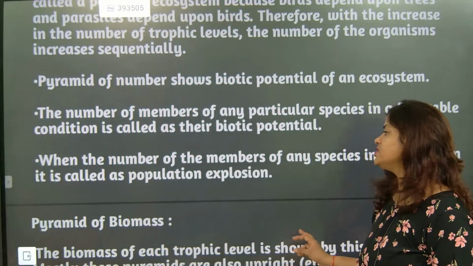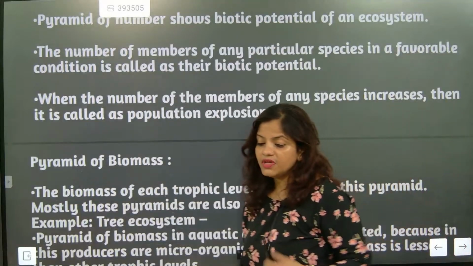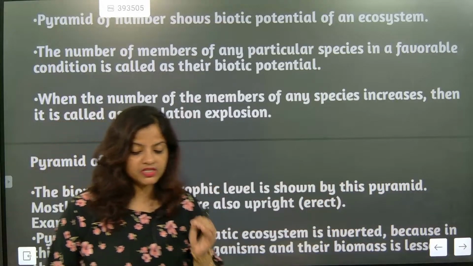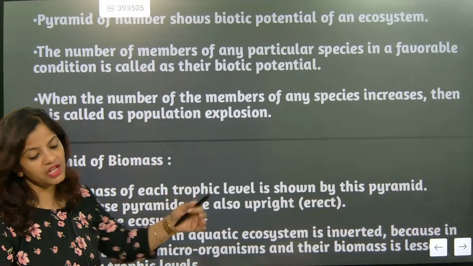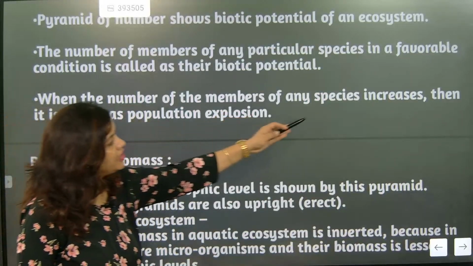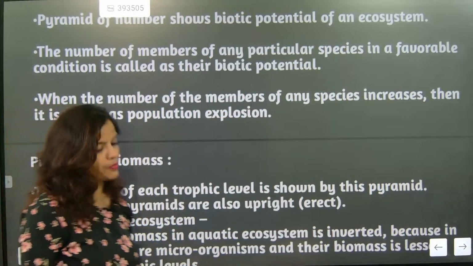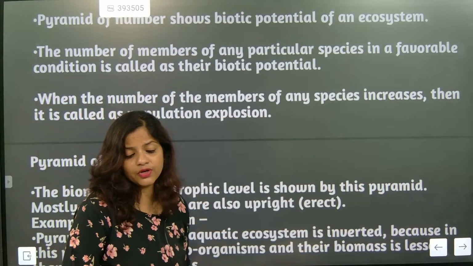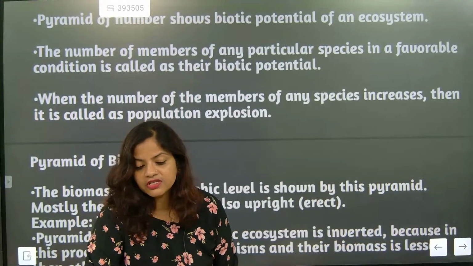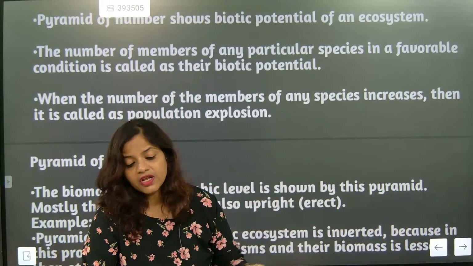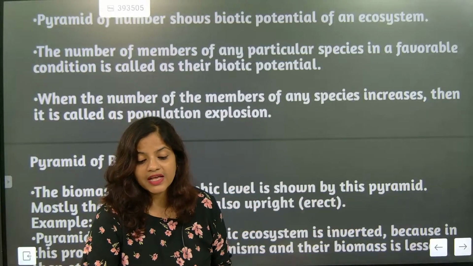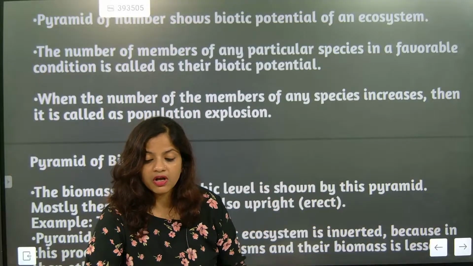Now, beta, population explosion. What is the meaning of population explosion? If somebody asks you, what answer will you say? When the number of members of any species increases, then it is called population explosion. Right now I told you 1,000 peacocks were there in a specific area, that is the biotic potential. In the same way, if the number of peacocks doubles to 3,000, then it will be called population explosion of peacocks in that area.